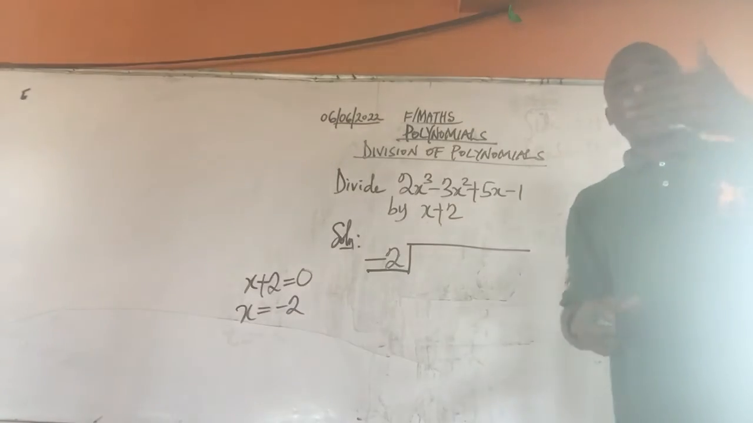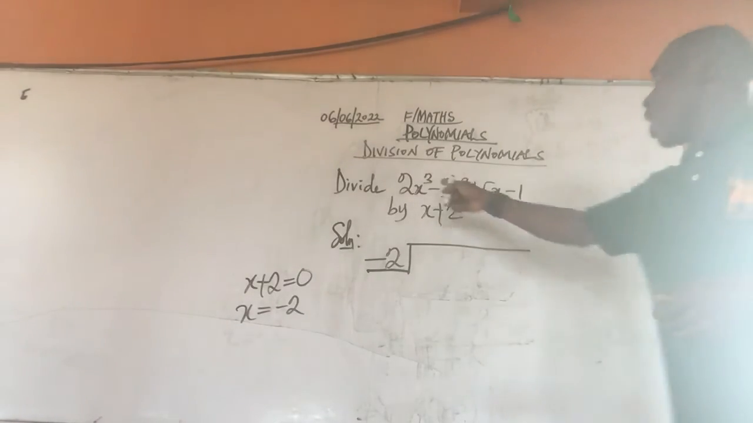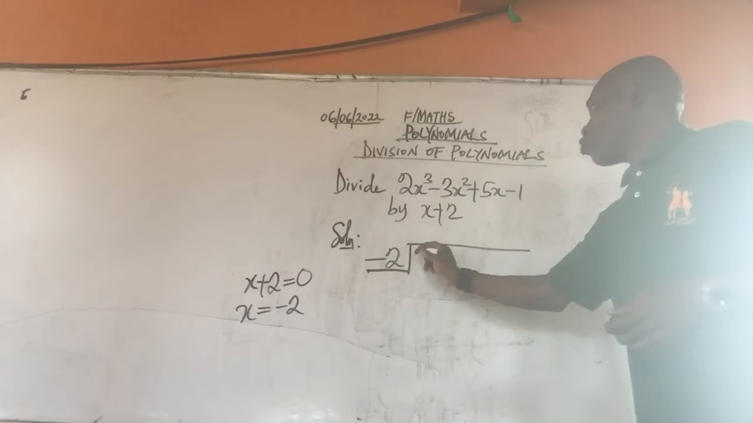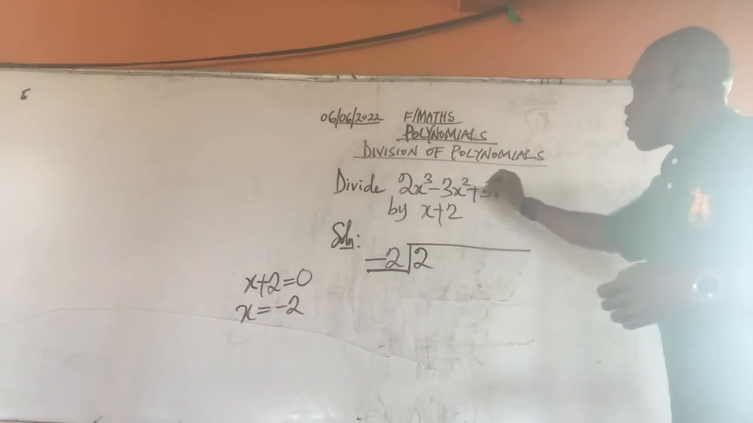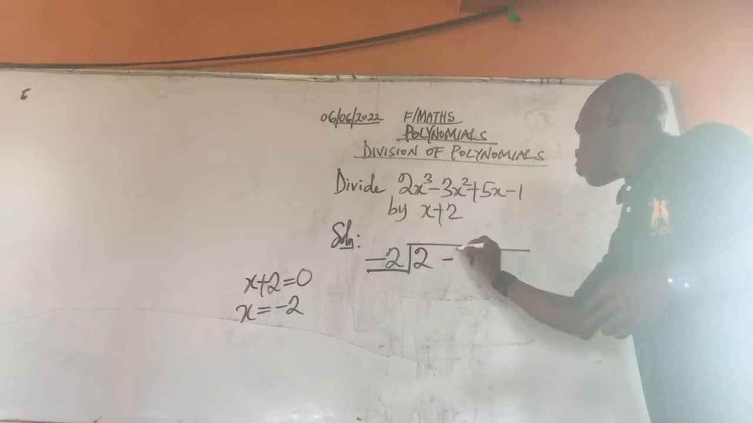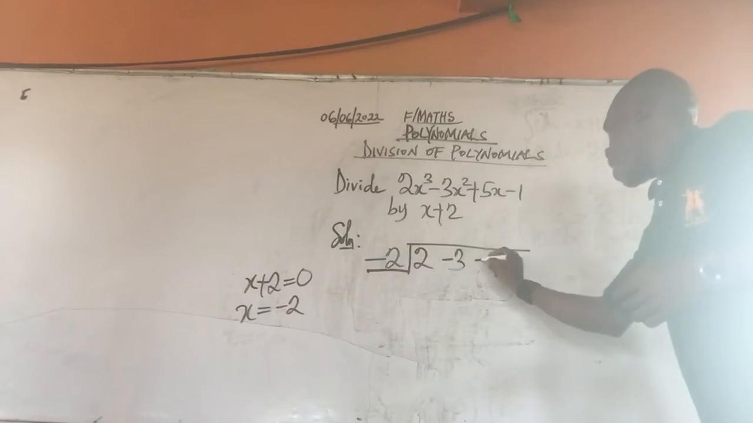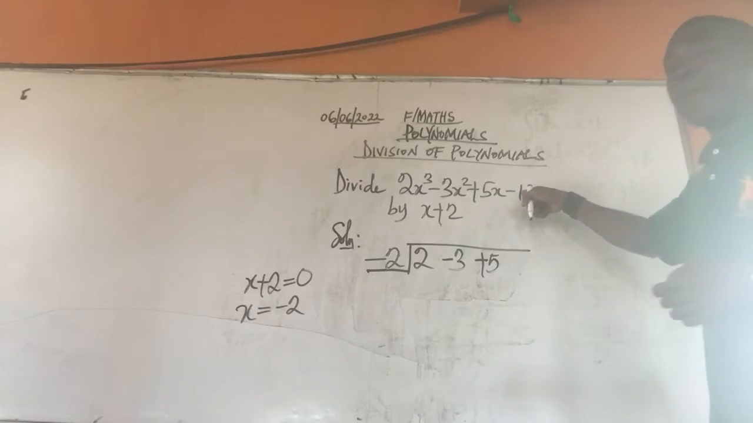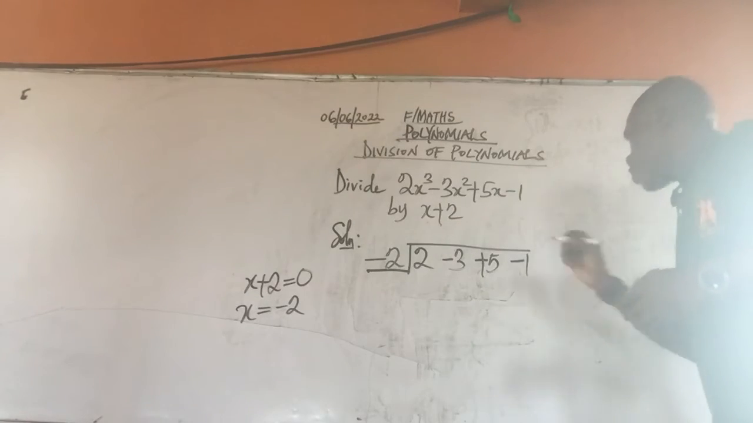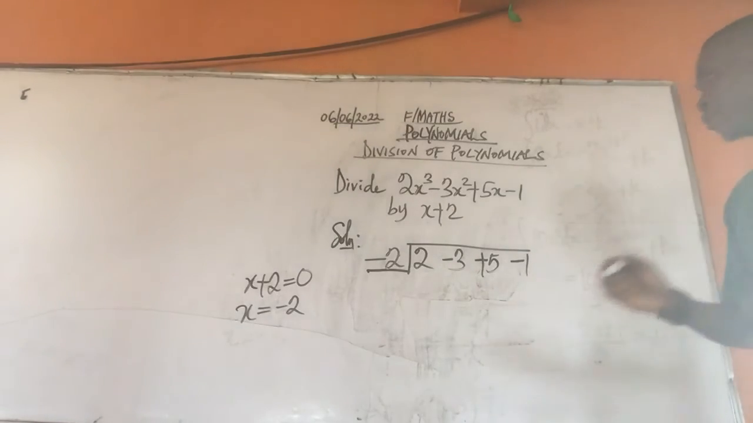Now, we have to go back to our dividend. The coefficient of x cubed here is 2. We repeat it. The coefficient of x squared here is minus 3. We repeat it. The coefficient of x here is plus 5, which is this. Then our minus 1, we bring it down, which is this. What do we do next? Very simple.